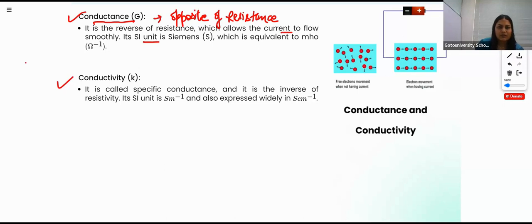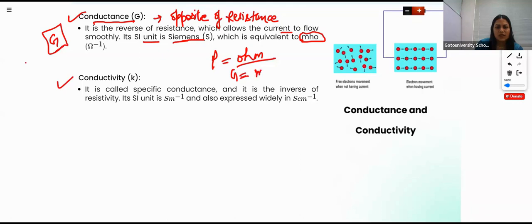The SI unit for conductance is S, and conductance is represented by the capital G. Its SI unit is Siemens, which is equivalent to mho. As you have just seen, for resistance we use the unit ohm, and conductance, as it is the opposite, we have also reversed its unit as mho, that is ohm inverse.